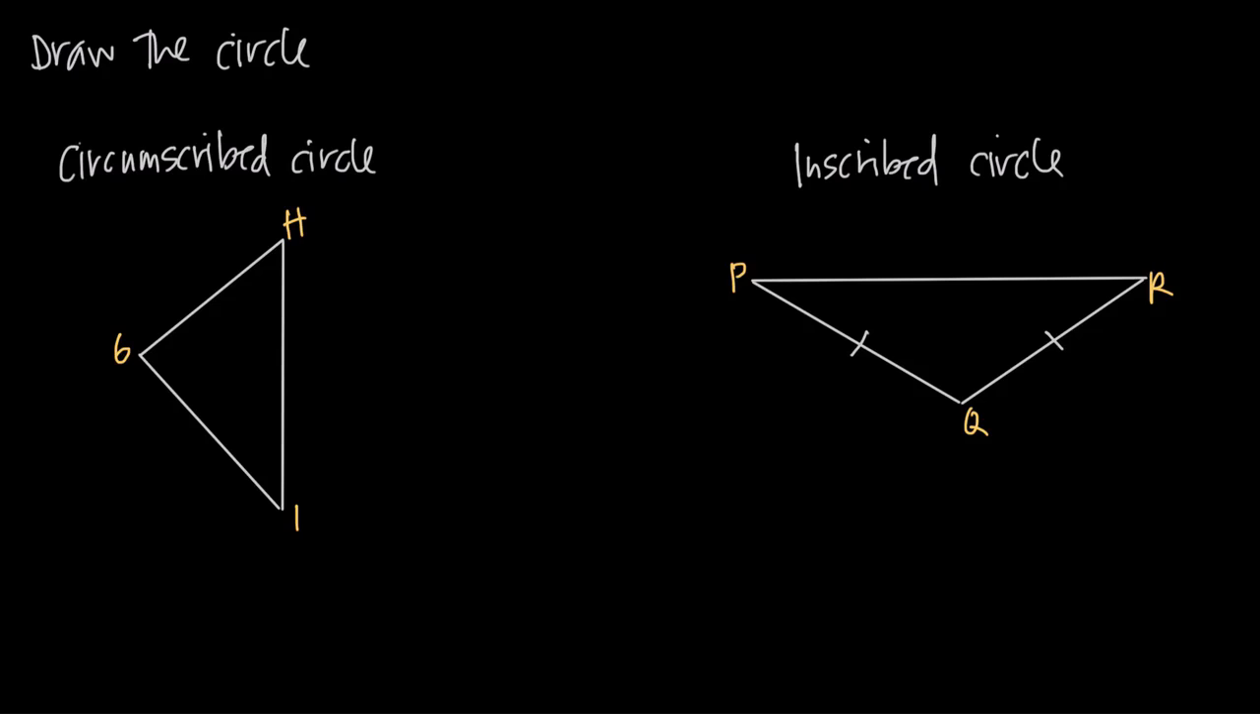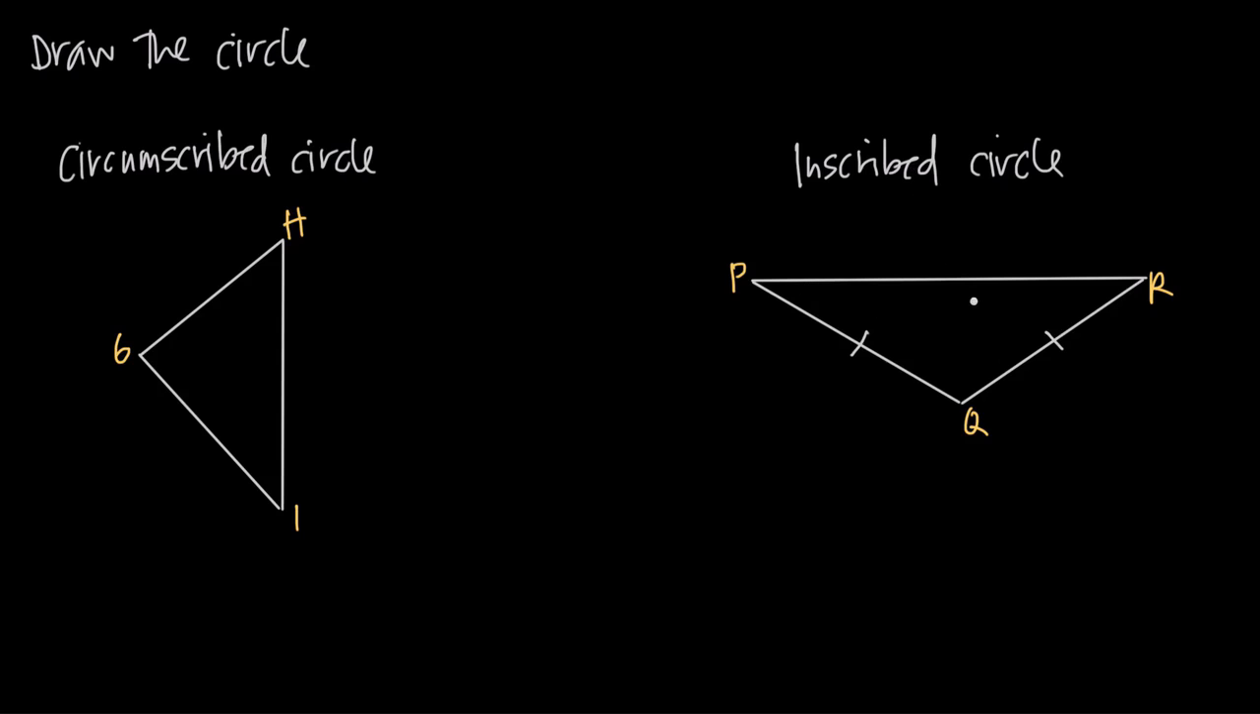In this video, we're going to be talking about circumscribed and inscribed circles. A circumscribed circle is a circle that you draw around the outside of a triangle that contains the three vertices of a triangle. So in other words, the vertices here of the triangle H, G, and I will sit on the outside of the circle, on the circumference of the circle.